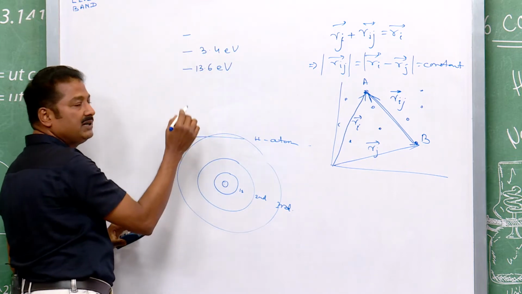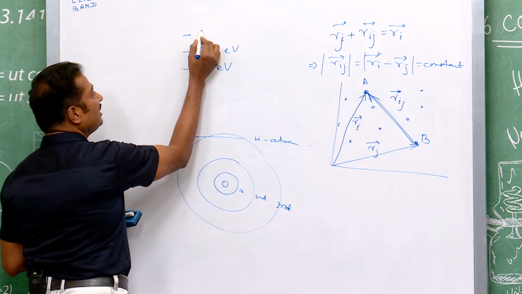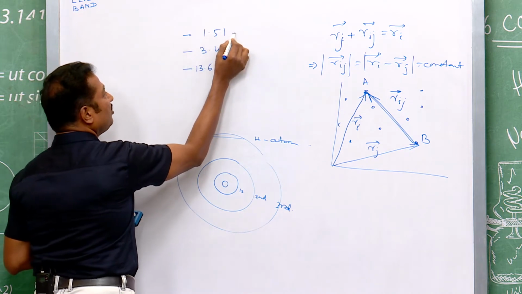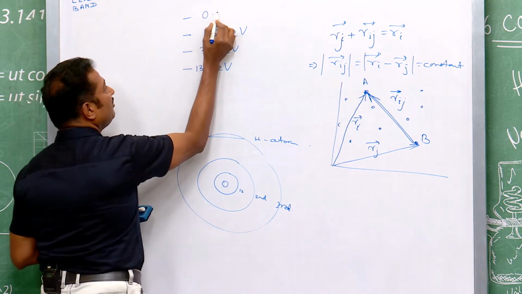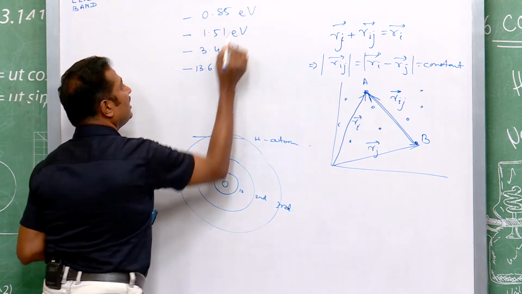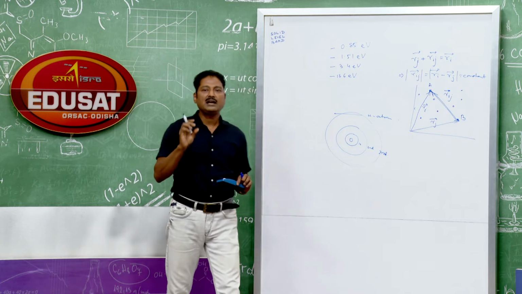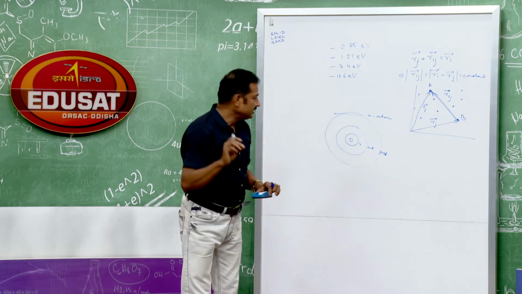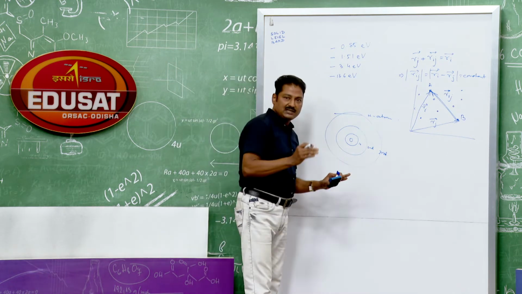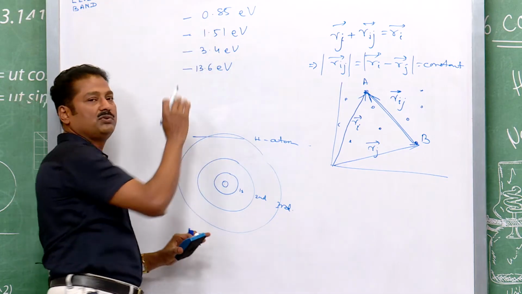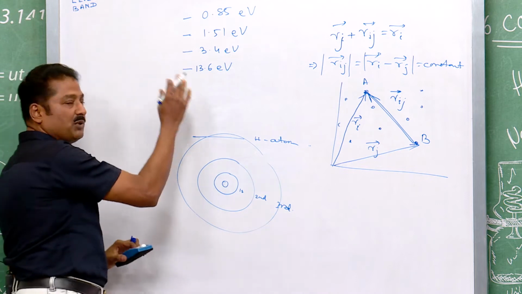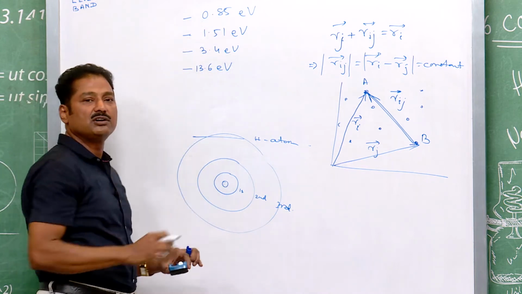In the third orbit the energy of the electron will be minus 1.51 eV. In the fourth orbit, if possible, then it will be minus 0.85 eV. Actually, the hydrogen atom normally has one electron in the first orbit, but due to excitation it may go from first to second, second to third, third to fourth; it may go up. So, if that is possible, then this will be the energy of the electron.